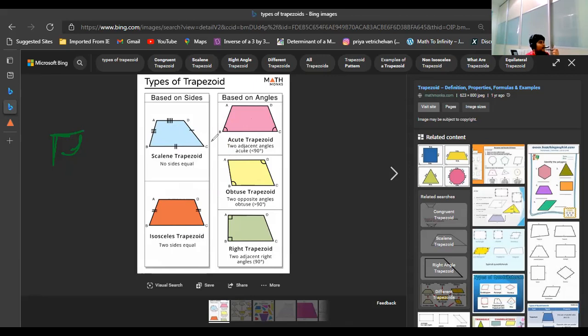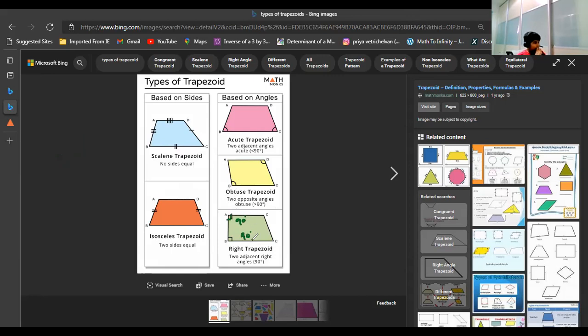And the last one is the right trapezoid. It has two adjacent right angles. Here you'll be able to notice the right angle, which is drawn as a small square. Can you see it here? A is 90 and B is also 90, and they lie in the same line. So two adjacent angles must be right angles. Understood?